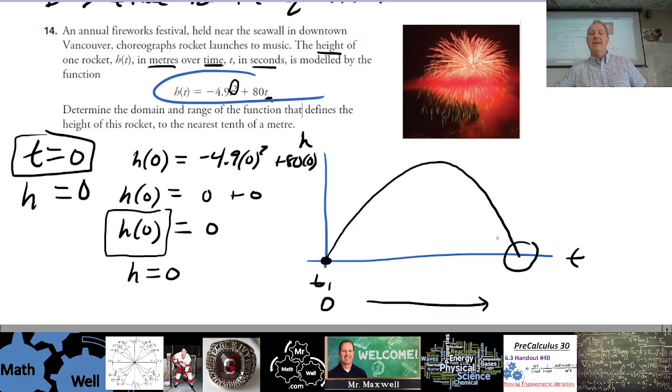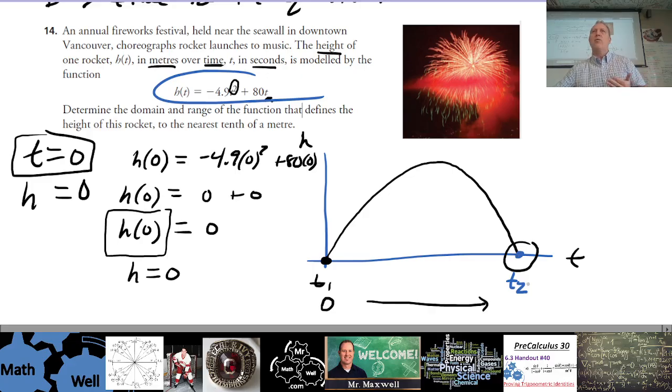Now, after that, this parabola doesn't make any sense anymore because it's not going to continue down under the earth as time goes on, right? It's not going to do that. So then the end of the domain is going to be the time when the rocket hits the ground. Now, how do we find out what this time 2 is?